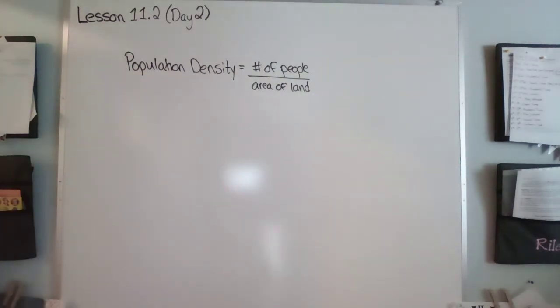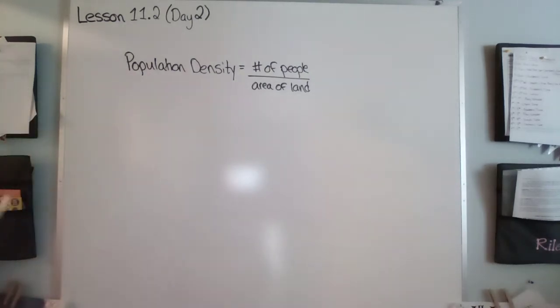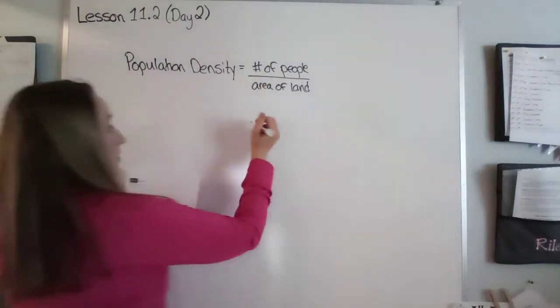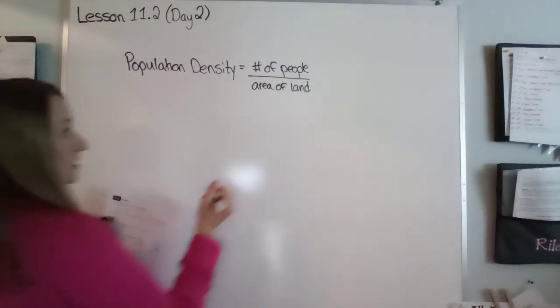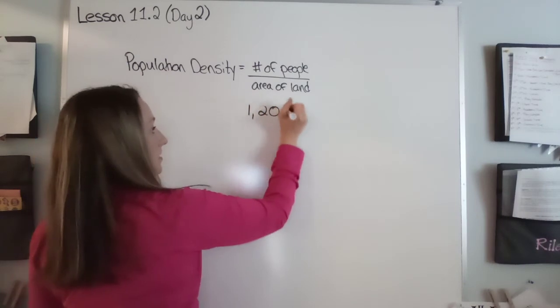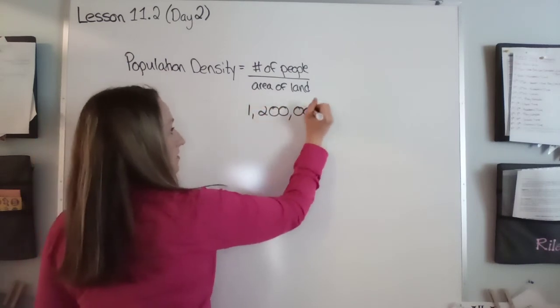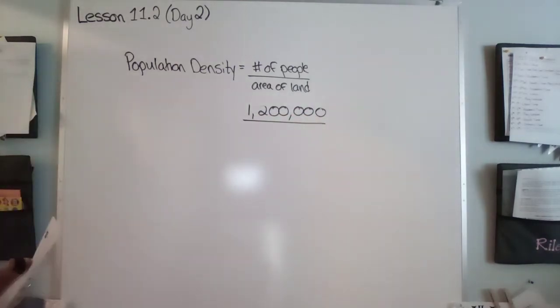So here it's asking us to find the population density. So this is what we're looking for. Find the population density in people per square mile. And it says 1.2 million people live. So that's the number of people. 1.2 million is 1,200,000. 1.2 million people live in a region with a 6-mile radius.